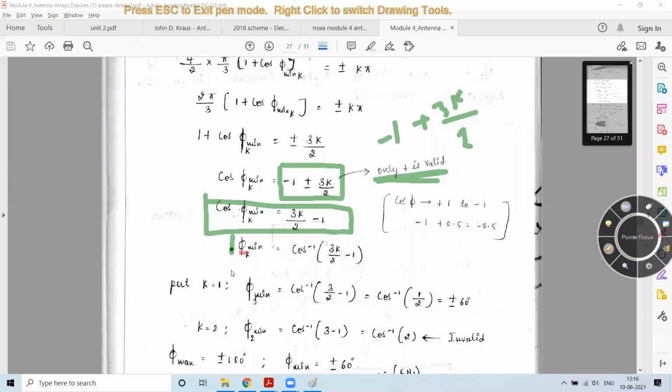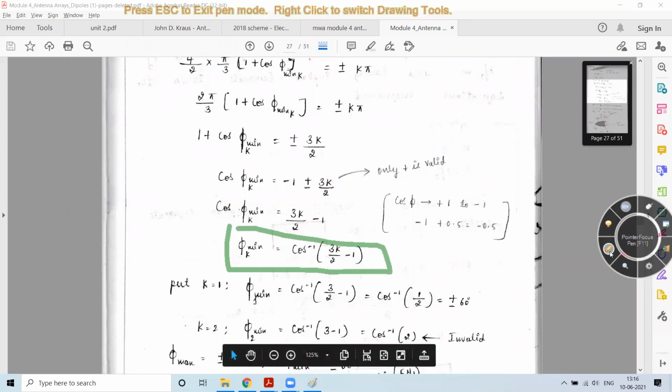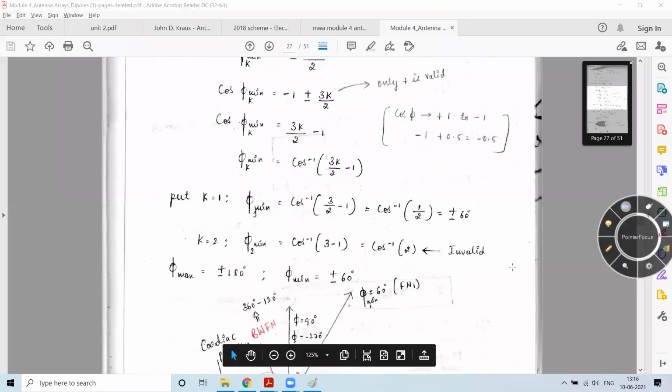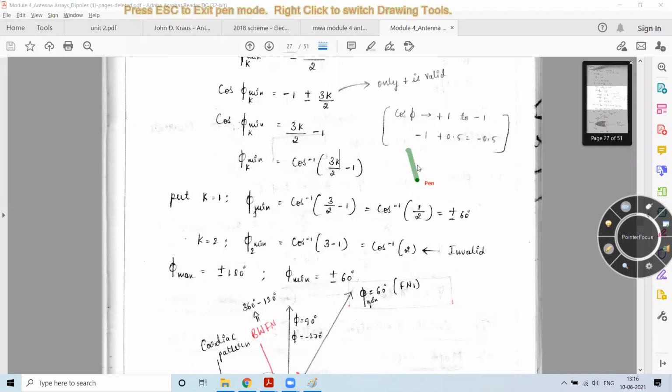So when we simplify for phi, which is nothing but cos inverse of this value, we obtain a general equation. Phi is given by cos inverse of 3k by 2 minus 1. Now we need to identify for what angles of phi we get when we substitute different values of k. So we start off with k equal to 0. When k is equal to 0, you get cos inverse of minus 1.